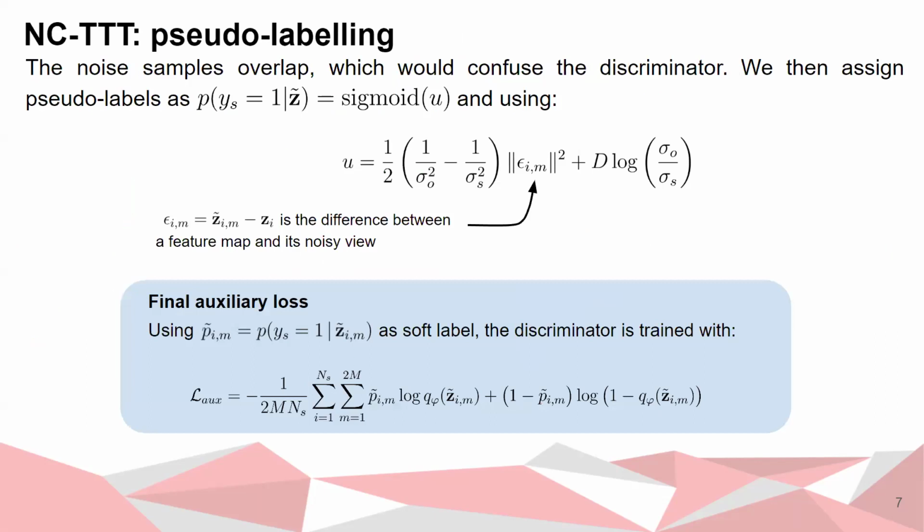The problem is that the noise samples overlap, as both distributions have the same center. To avoid confusing the discriminator, we use a change of variable to approximate the likelihood function and avoid instabilities. We use the sigmoid to assign soft labels to each noise sample and finalize by using cross-entropy as the auxiliary loss. Please visit our paper for a more detailed theoretical formulation.